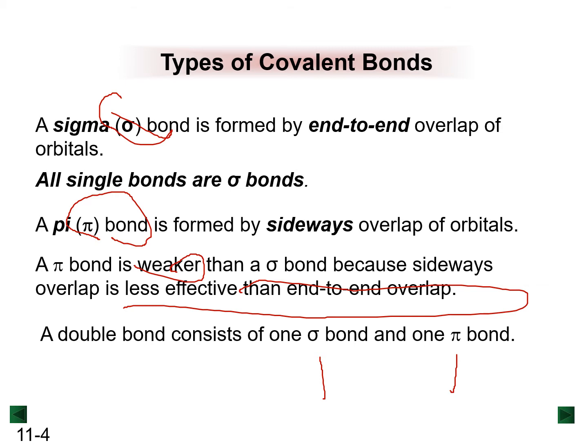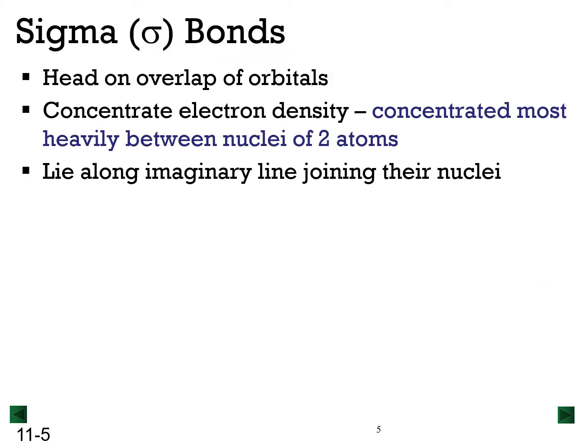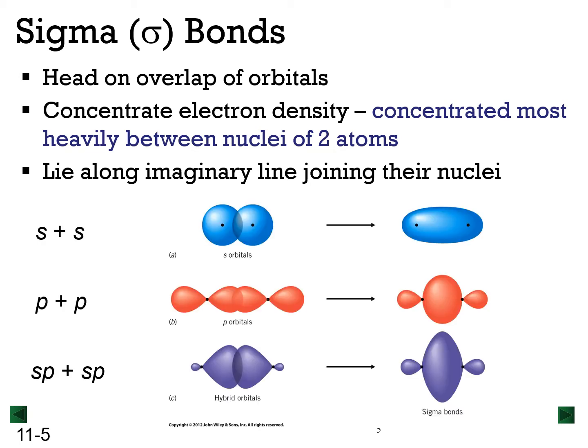and two pi bonds. Okay, this is how a sigma bond is formed by head-on or end-to-end overlap of orbitals, and in this region, the electron density is concentrated most heavily between the nuclei of these two atoms, this region.